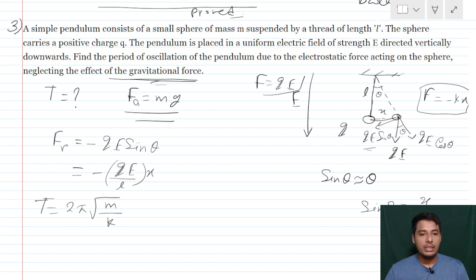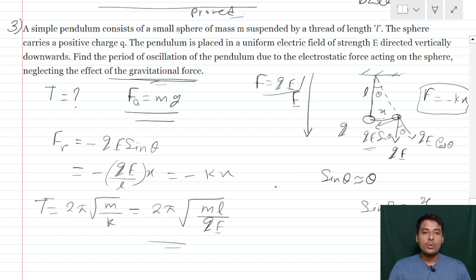Then we can easily write that it is m by k. So here k is, if I write minus kx, then you can write T equal to 2 pi root over ml by qe. So this is the time period. We can also calculate it by another method.